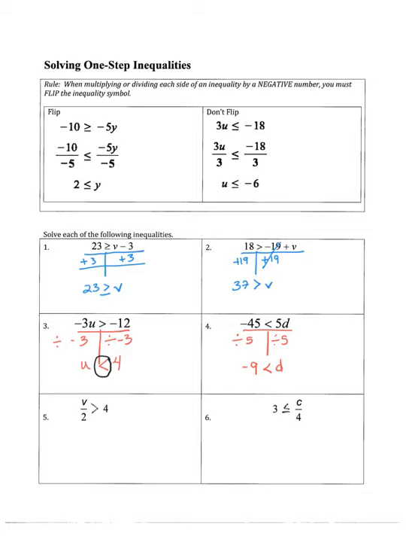Now we're going to do the same thing on number 5. Pay attention to the signs. V is being divided by U, so therefore we are going to multiply. Remember, I did the circle. Multiply the denominator by the number on the other side, and you get V is greater than 8. Same thing over here. Circle the 4, multiply it by 3. 12 is less than or equal to C.